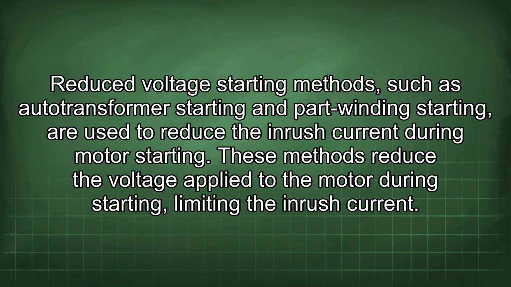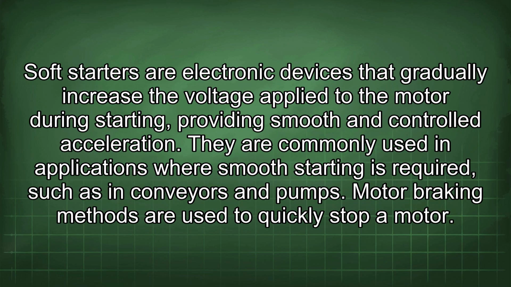Reduced voltage starting methods, such as autotransformer starting and part winding starting, are used to reduce the inrush current during motor starting. These methods reduce the voltage applied to the motor during starting, limiting the inrush current. Soft starters are electronic devices that gradually increase the voltage applied to the motor during starting, providing smooth and controlled acceleration. They are commonly used in applications where smooth starting is required, such as in conveyors and pumps.